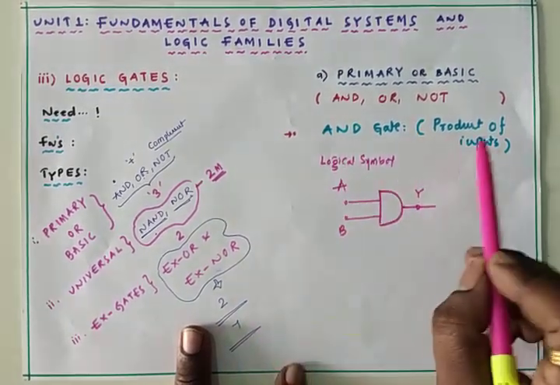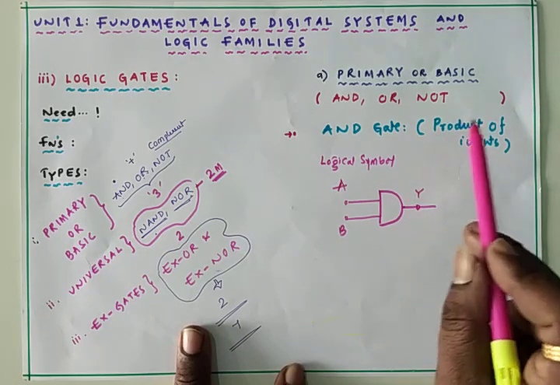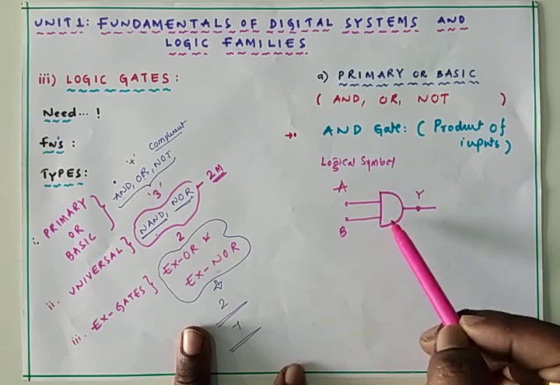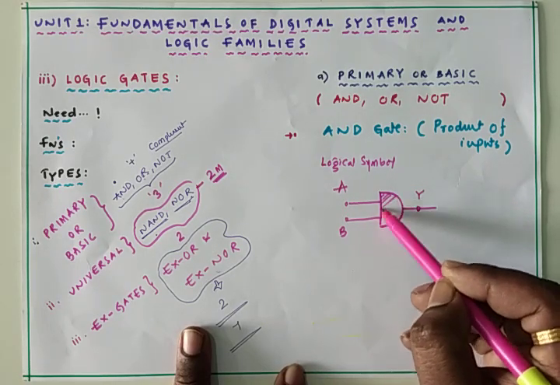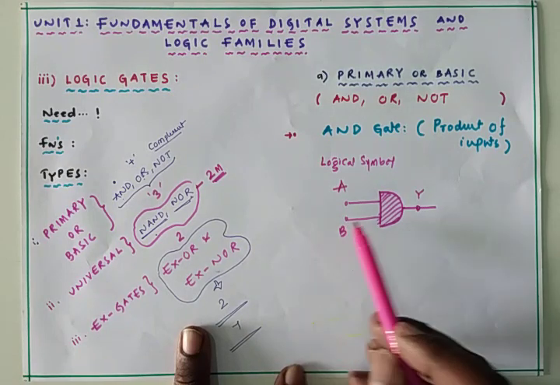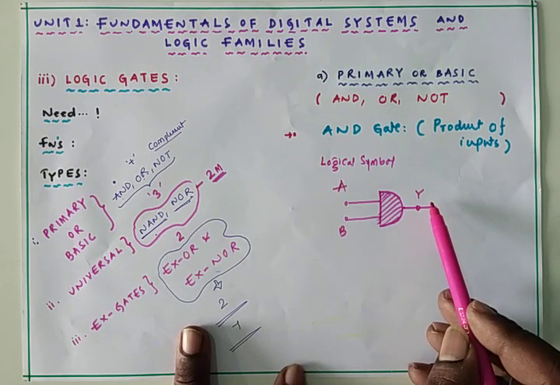So the function of the AND gate is very simple. It is used to provide the product of input signals. This is the logic symbol of the AND gate. Here the inputs are A and B and the output is Y.